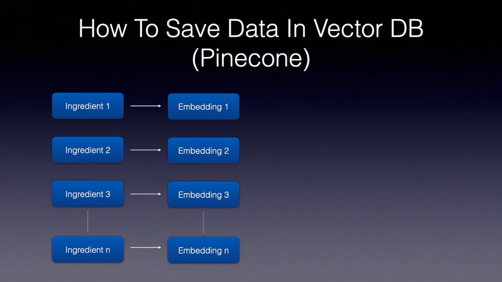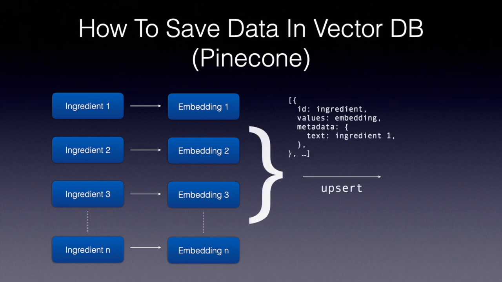So once we get that back, then we save it to the Pinecone database. Now what we do is we don't save all the embeddings one by one. We can do it, but we can also save all the embeddings at once in the Pinecone database. Now over here you can see the structure of the data that we will save.